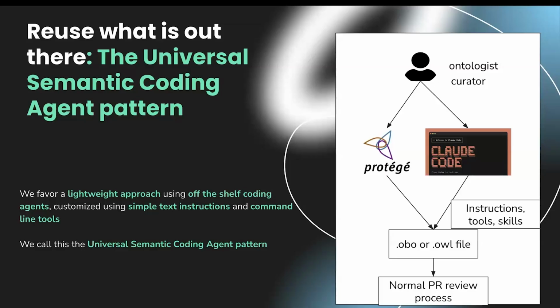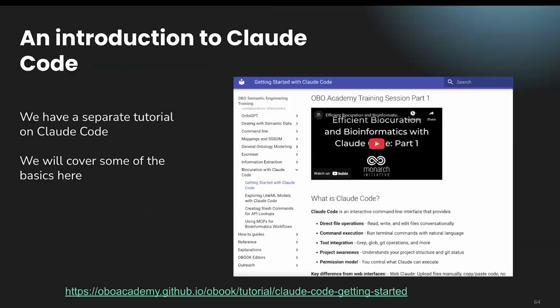And even though Claude Code, in its name, says code, and it advertises itself as a coding tool, we like to think of it much more as a universal coding agent or a universal agent. It's able to edit files locally, whether they're program files like Python files, or ontology files as well. It takes a little bit of configuration mainly, but it's quite happy to chew on OBO or OWL files the same way it might chew on a Python file. So we think of this as the universal semantic coding agent pattern.